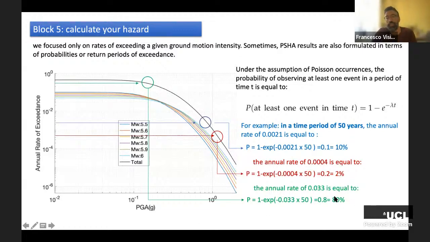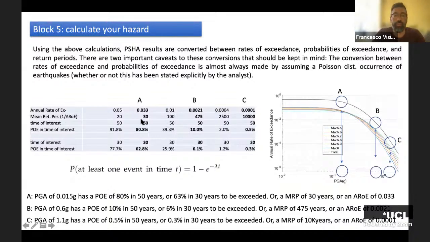So it's basically the same thing. Speaking about annual rate of exceedance and mean recurrence or mean return period, one is the inverse of the other. Fixing these two values and given a time of interest, we can calculate the probability of exceedance in the time of interest. Focusing, for example, on the point B on my hazard curves.